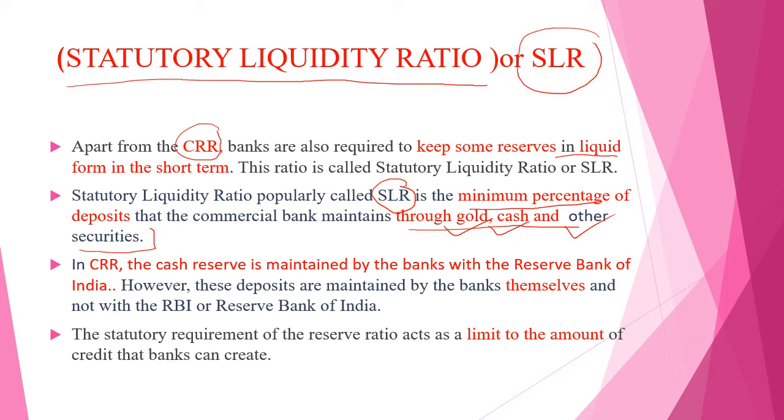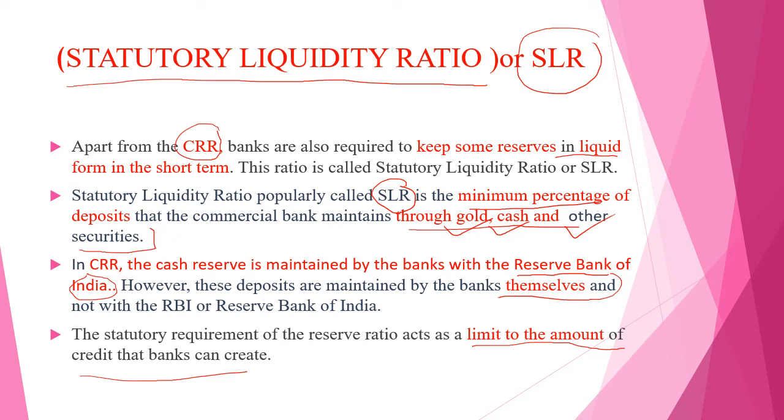Okay, in CRR, the cash reserves are maintained by the banks with the Reserve Bank of India. So here, the amount has to be kept in the Reserve Bank of India. But in the case of SLR, the deposits are maintained by the banks themselves. They can keep it in the bank itself. Also, the statutory requirement of the reserve ratio acts as a limit to the amount of credit that banks can create. So this is another tool to limit the credit creation. This is the primary function of CRR and SLR.